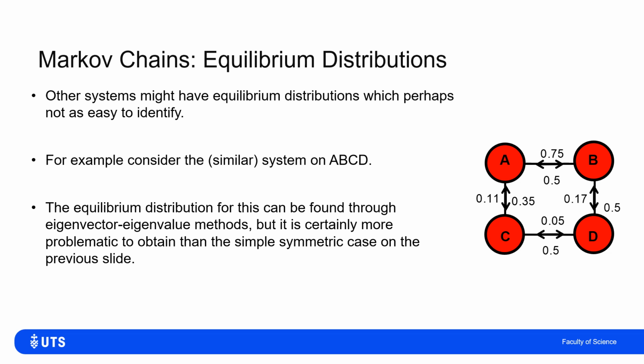Now, I can see that there is going to be some equilibrium distribution for that, but I can't do that easily by inspection. I could do it through some eigenvector eigenvalue methods, but it's not a trivial calculation to do numerically.